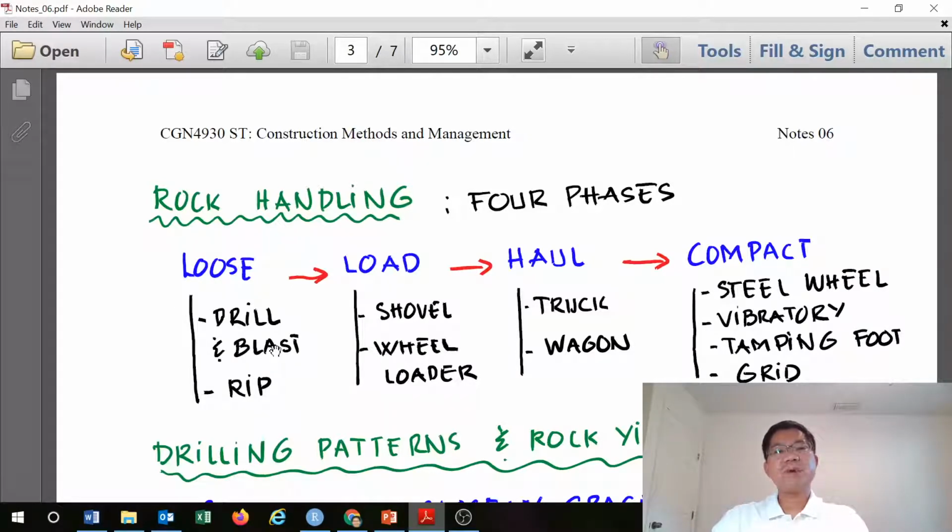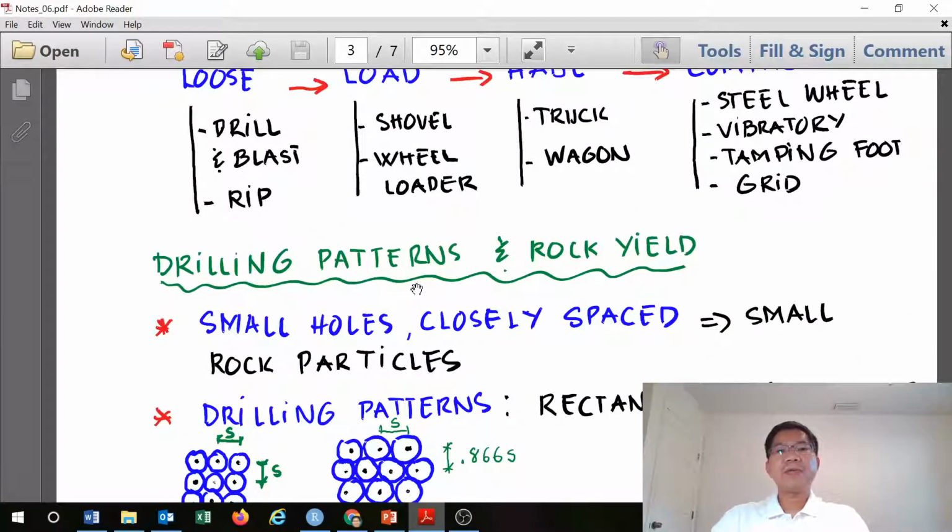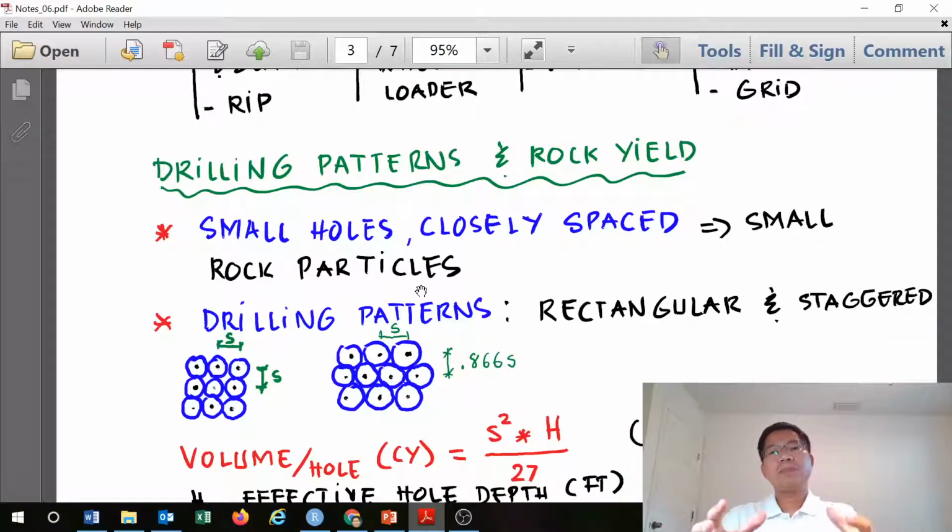In the previous one, we learned how to drill and the different patterns. I'll just quickly review and then move to the blast here. So drilling pattern, as you can see, we have the principle. If you want a small rock particle, then you drill a small hole, small diameter, and close spacing between the drill holes. If you want a bigger particle of rock, then bigger diameter, but widely spaced drill holes.